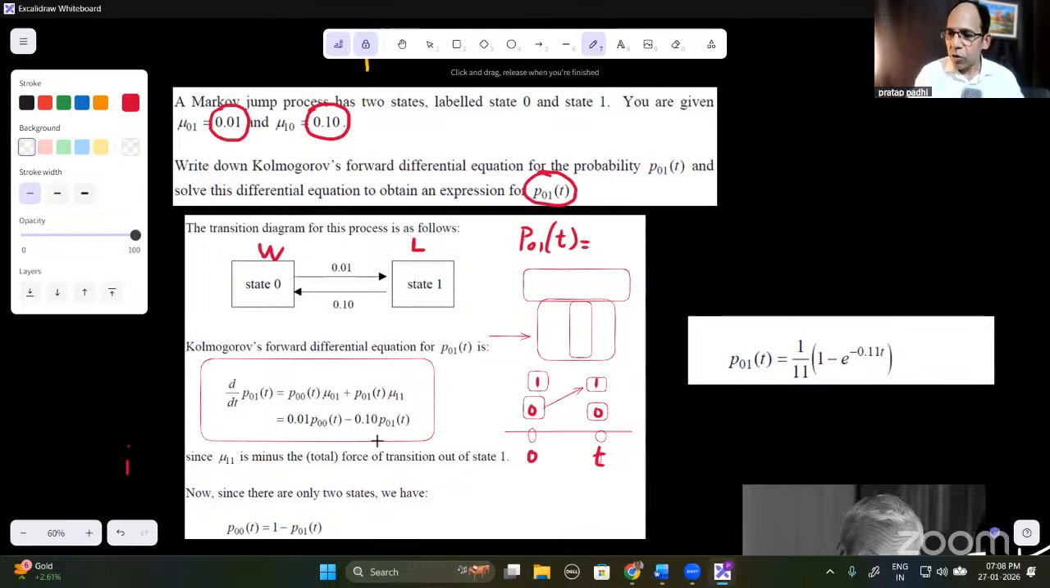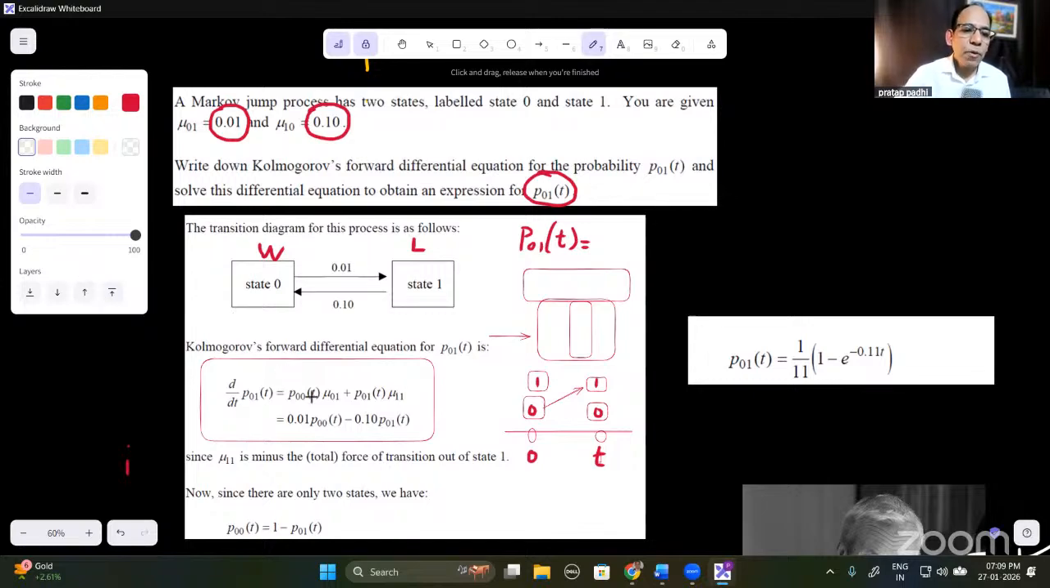Understand the concept. See here, what is 0? 0 is presently working in the company. Now 1 is leaving the company. You form Kolmogorov's forward differential equation. How can you form the forward differential equation? There is a derivation. You just follow that, I'll explain it. It will take 2 minutes.